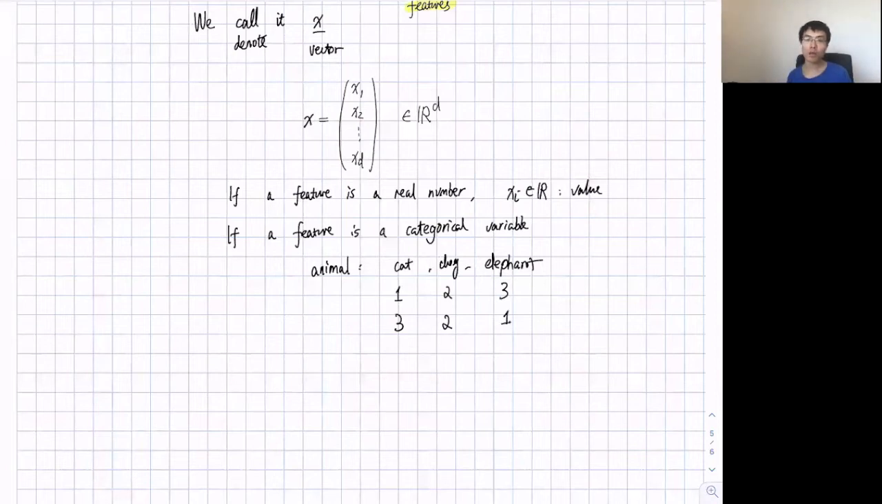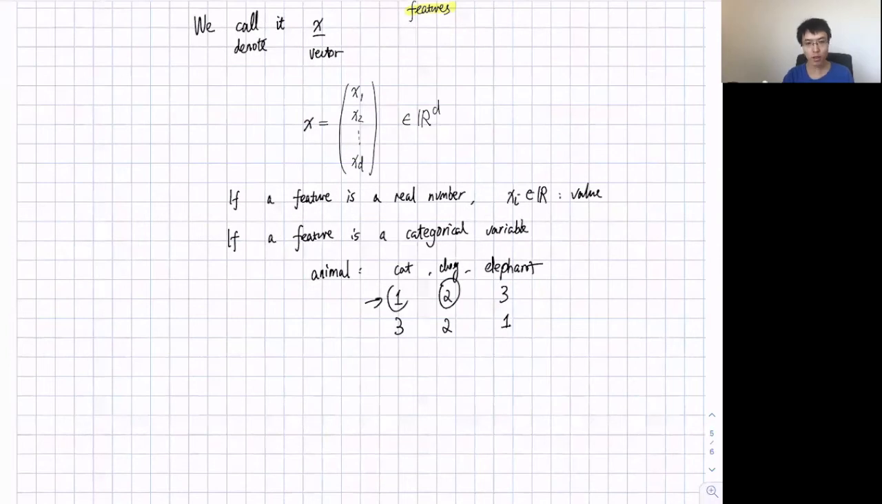Now you see some problem. If you are representing a categorical variable by integers, for example, 1, 2, 3, then you are implicitly saying a dog is twice as much as a cat. When you do numerical computation, it's twice as much as a cat. Then an elephant is 3 times as much as a cat. And also, the difference between cat and dog is the same as the difference between elephant and dog. So that is confusing. And this is highly dependent on how you label the categories.